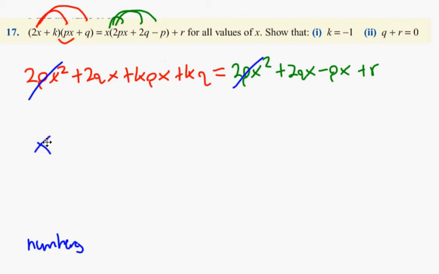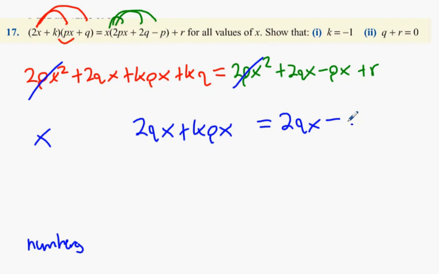Then you go and you look at the x's and you go, okay, on this side I have 2qx, I have plus kpx, and then on the other side I have a 2qx and I have a px. Look, the two qx's are the same. There's nothing to be learnt there. And what I have is kpx equals minus px.